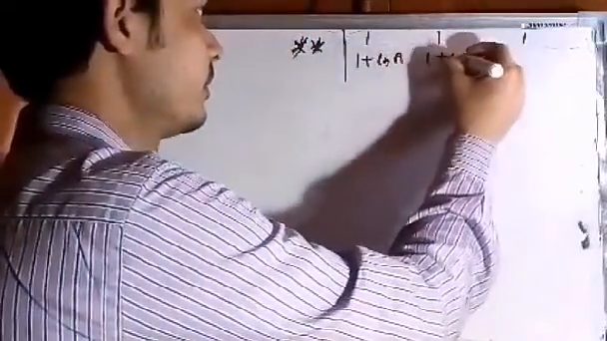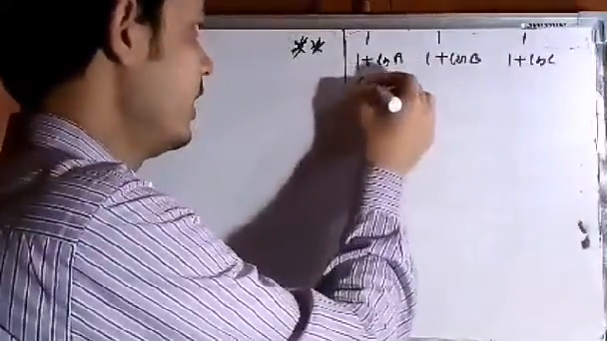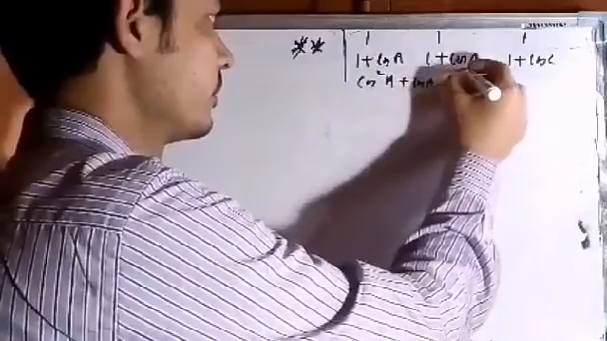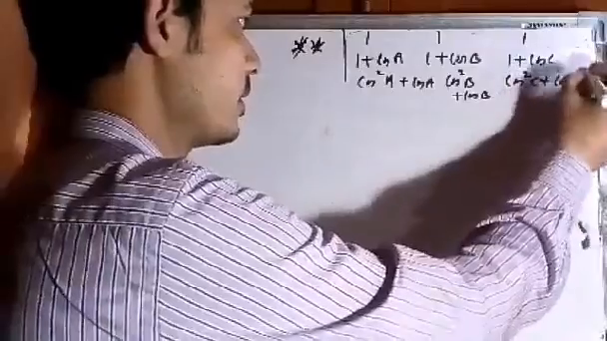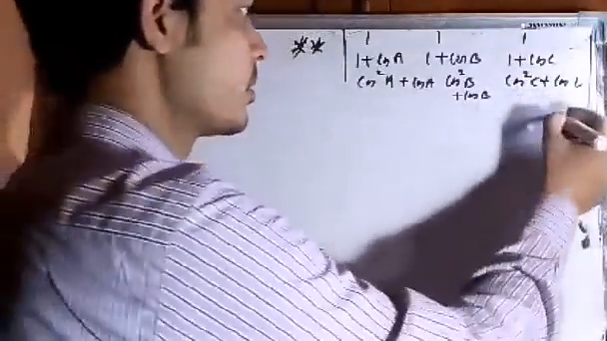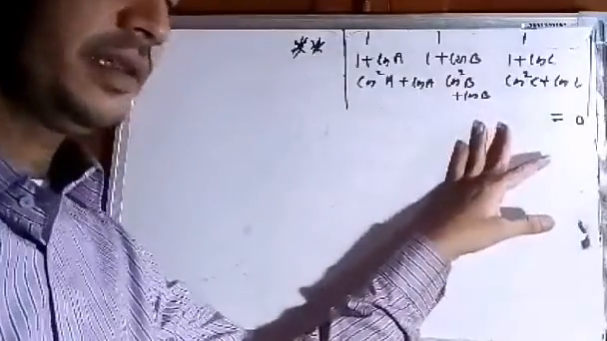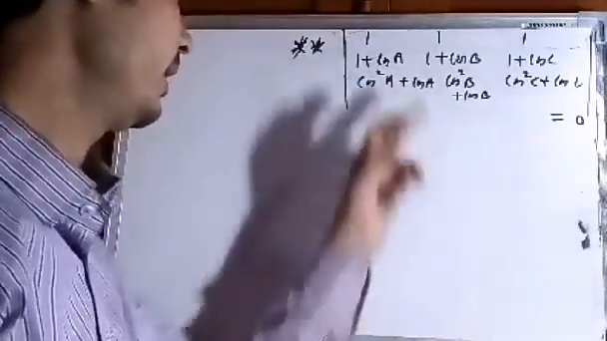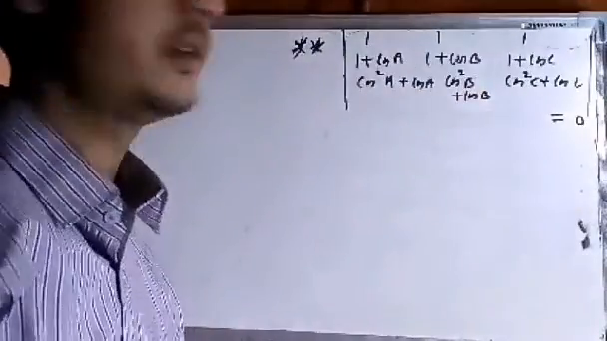1 plus cos B, this is 1 plus cos C. This is cos square A plus cos A, this is cos square B plus cos B, and this is cos square C plus cos C. This determinant equals 0. This is given. So the question is that if this determinant is 0, then we have to prove that triangle ABC is isosceles. Clear? Triangle ABC is isosceles, where capital A, capital B, capital C are the angles at the vertices of the triangle ABC.